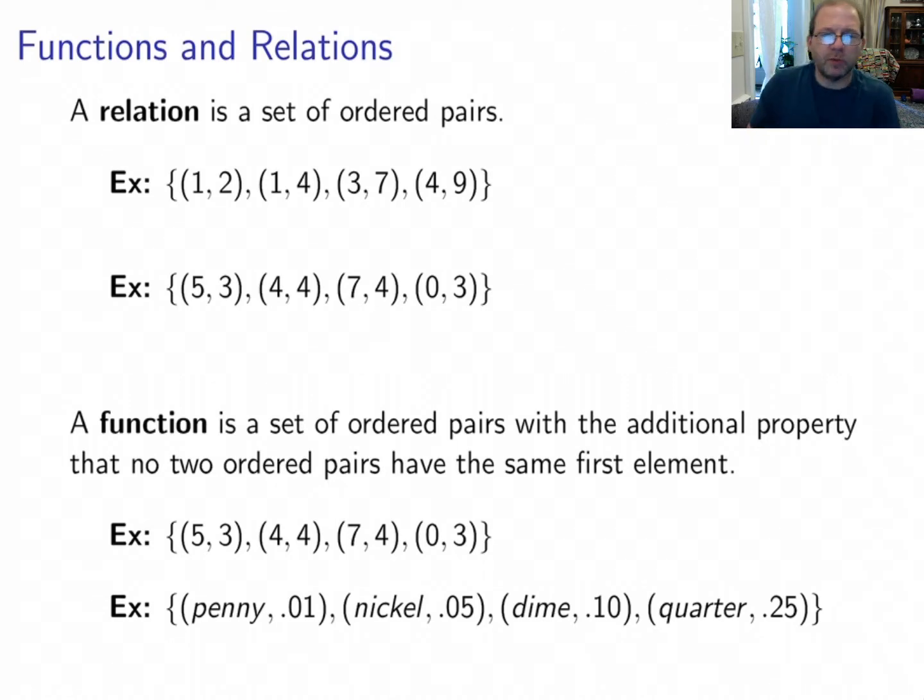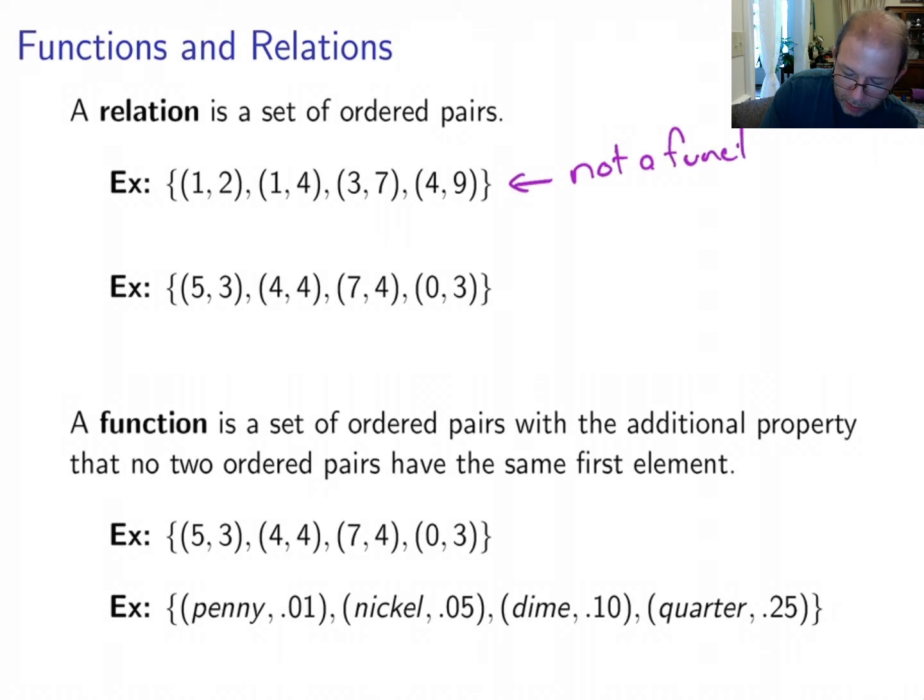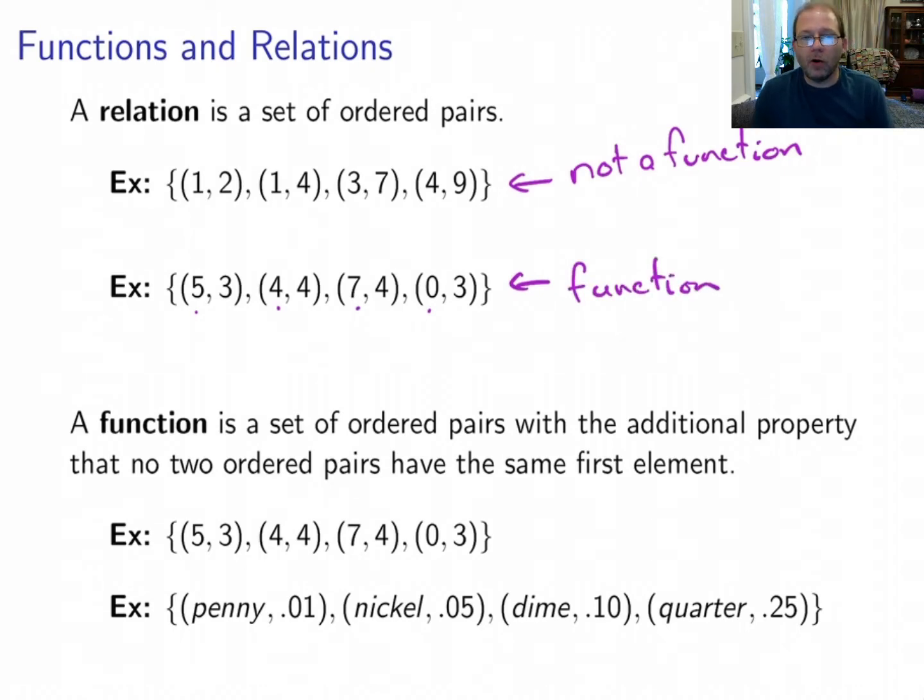If you look back up at these relations, this top relation, notice 1 shows up twice there in the first element. So this one is not a function. This one, though, it is a function because the 4 first elements are all different. So, all functions are relations, but not all relations are functions. Now, this is the formal definition of function.